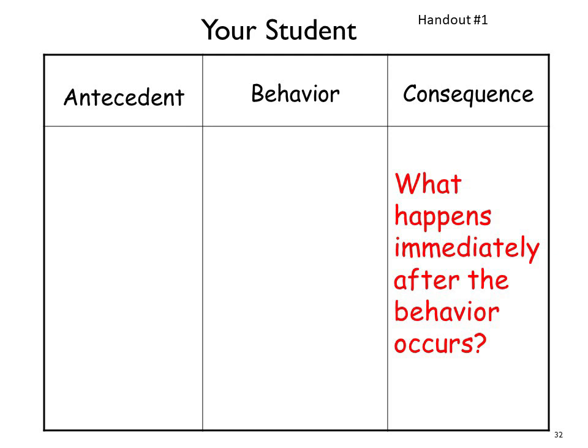Take a look again at your handout. Think about what actually happens immediately after the behavior occurs. Go ahead and write the consequences in the consequence column of your sheet. Pause for completion.